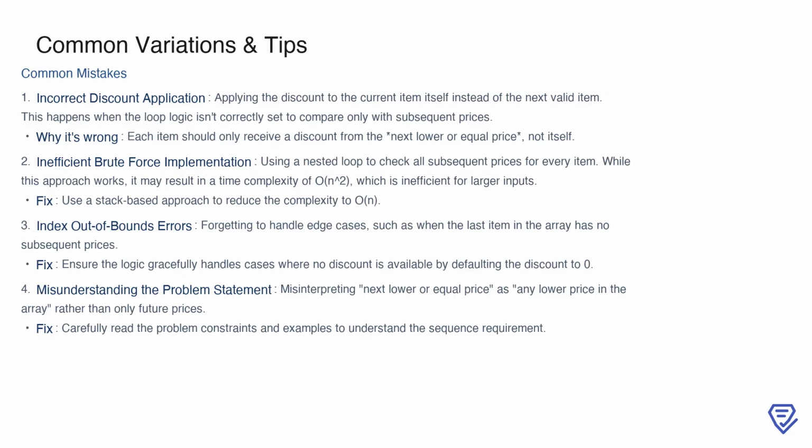Index out-of-bounds errors are another pitfall to watch out for, especially when handling edge cases like the last item in the array, which has no subsequent prices. Ensuring default behavior, such as setting the discount to 0 when no valid discount exists, can help avoid such issues. Lastly, it's important to fully understand the problem statement. Some may misinterpret next lower or equal price as any lower price in the array, but the discount must come only from future prices in the sequence. Carefully reading the constraints and examples will clarify this requirement.